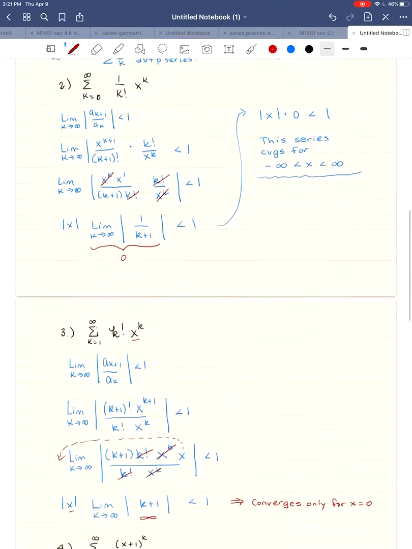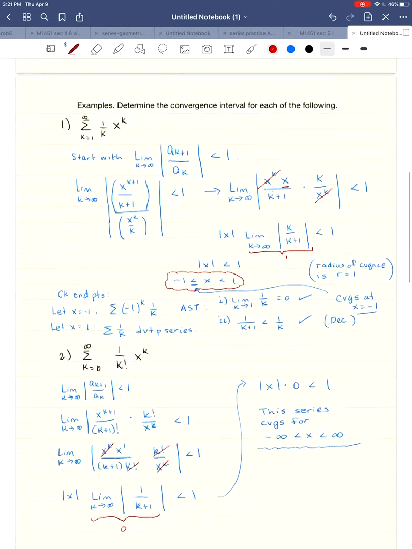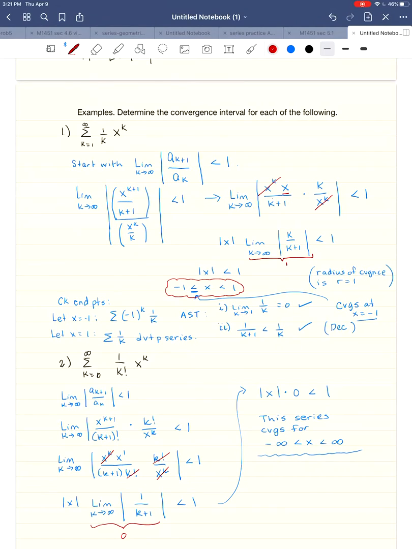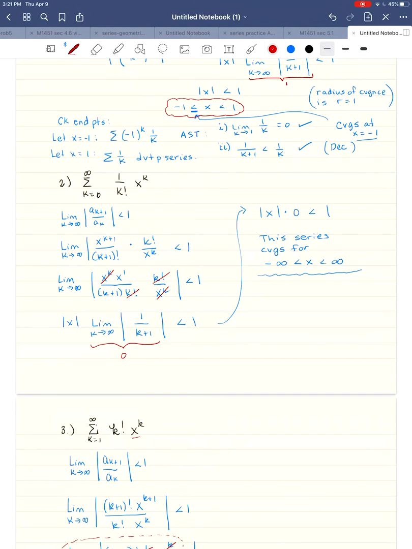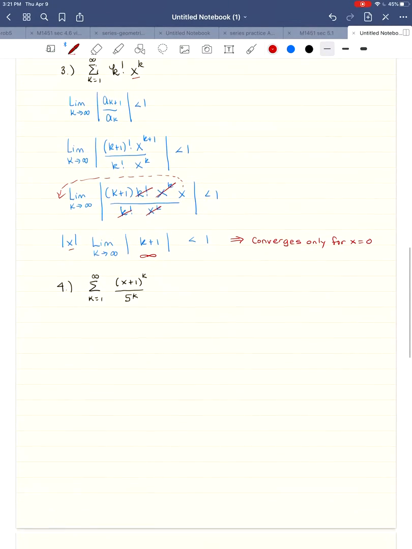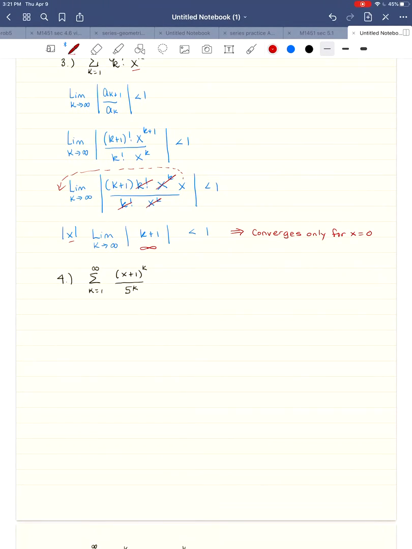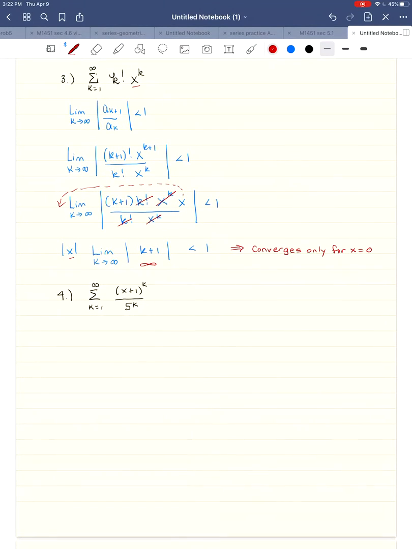Okay, so the three cases were, if you get some sort of limit in here, then you solve for x and get an interval and check the endpoints. If your limit is 0, then it doesn't matter what x is. It's going to converge everywhere. If your limit is infinite, the only time that converges is if the term raised to the k power is 0.